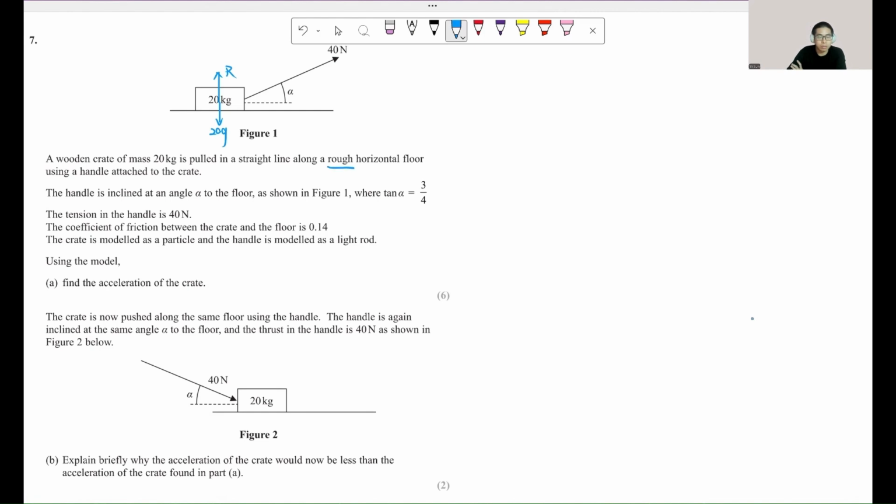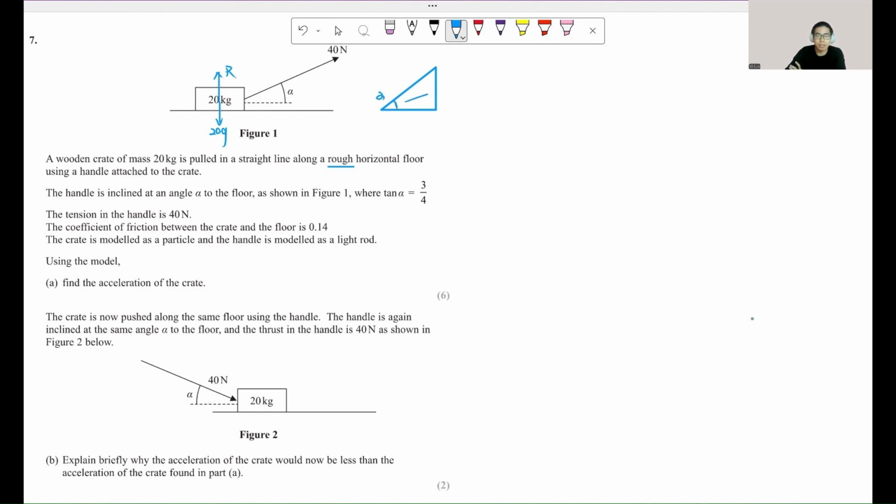It's pulled in a straight line along a rough horizontal floor. Since it's a rough horizontal ground, that means there has to be a friction, using a handle attached to the crate. The handle is inclined at an angle alpha to the floor as shown in figure 1, where tan alpha is 3/4. Normally I don't use tan inverse, we will call the angle alpha. If they give us tan alpha equal to 3/4, those nice numbers, I just draw a little triangle.